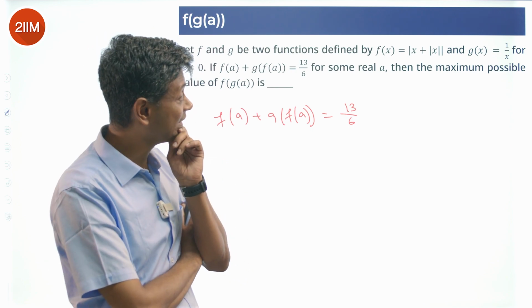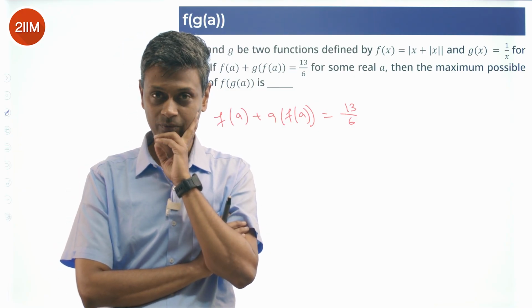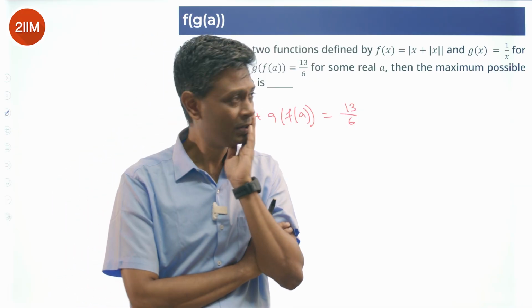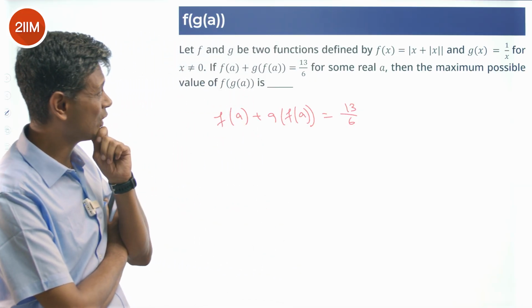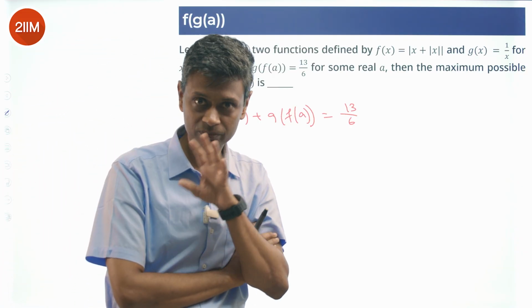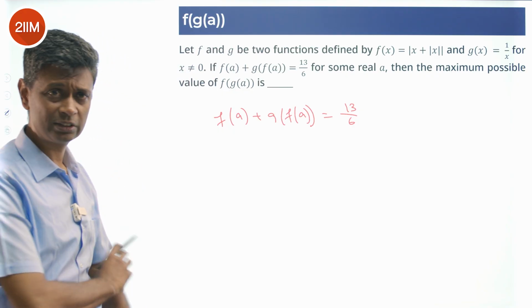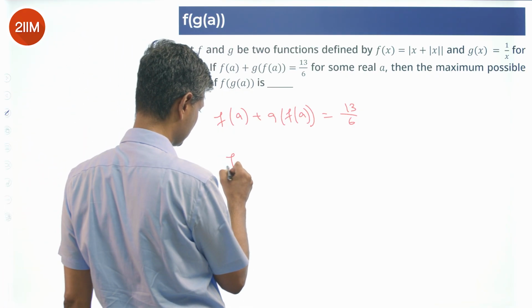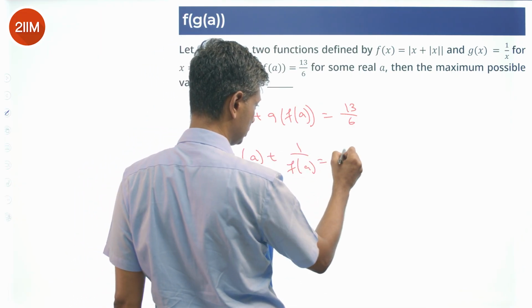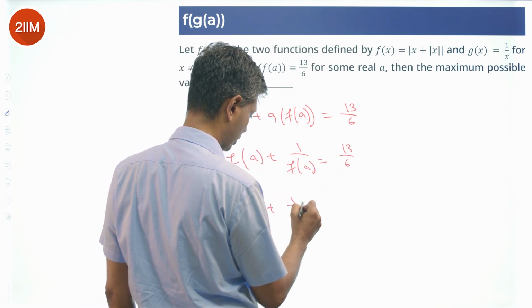So g of f of x is not even defined when x is negative, because f of x will go to 0, and g of 0 will become 1 by 0. Not possible. And so this question is kind of telling us to think of this whole thing for a being positive. And f of a plus g of f of a is 13 by 6, or f of a plus 1 by f of a is 13 by 6, or y plus 1 by y is 13 by 6.